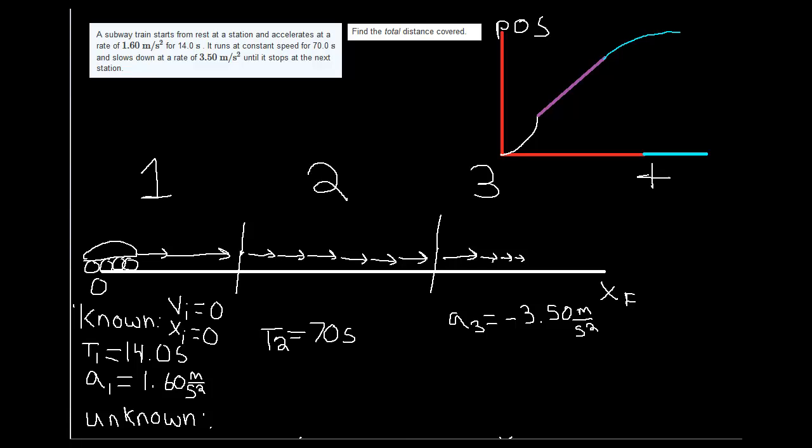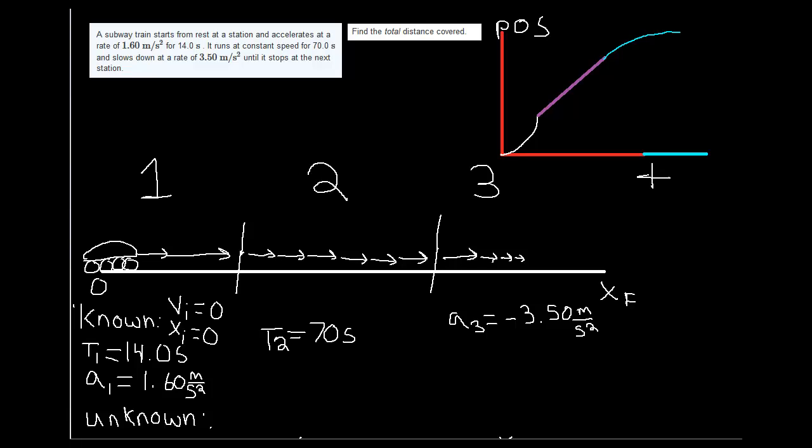So what we have here is a kinematics problem that we're going to have to split up into 3 different intervals to acquire the distance throughout the entire range. The problem states, a subway train starts from rest at a station and accelerates at a rate of 1.6 meters per second squared for 14 seconds. It runs at a constant speed for 70 seconds and slows down at a rate of 3.5 meters per second squared until it stops at the next station. And we want to find the total distance covered throughout those 3 elements.